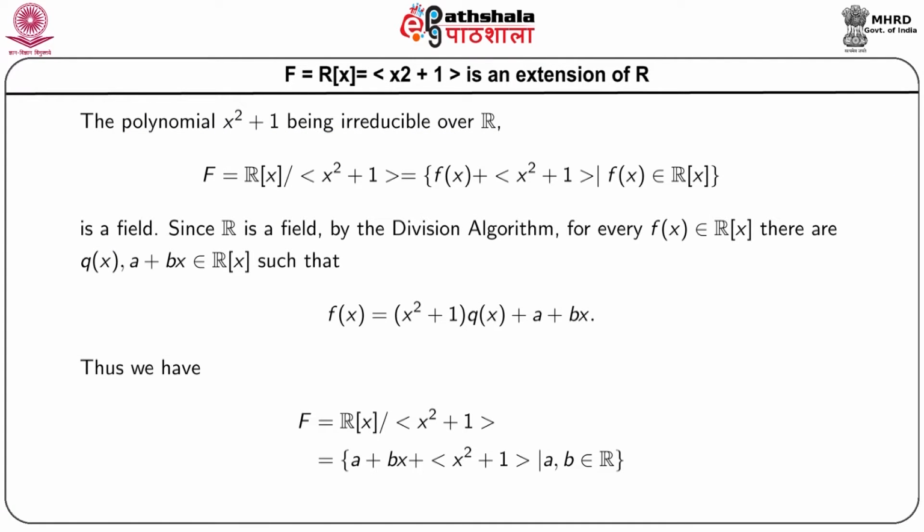Now, we give an example of an extension of R. Consider the polynomial x square plus 1 over R. Since this is irreducible over R, the quotient ring F equal to R[x] by the ideal generated by x square plus 1 is a field, and the elements of this field are f(x) plus the ideal generated by x square plus 1, where f(x) is an arbitrary polynomial over R.